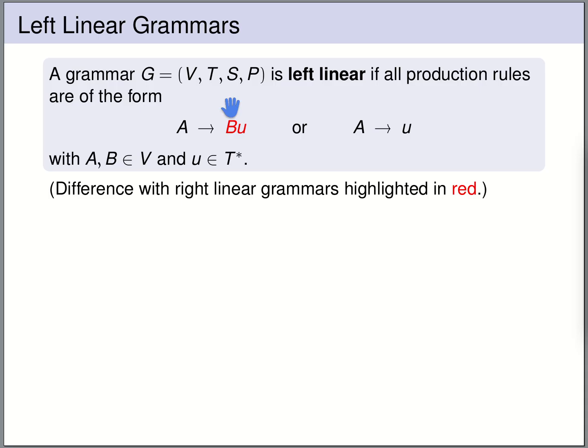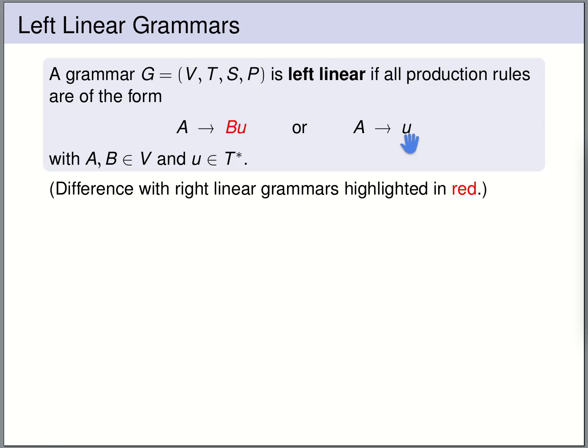So, in some sense, our right linear grammars are producing the words in the language from left to right, whereas the left linear grammars produce the words from right to left. So, a grammar is called left linear if all of its production rules are of one of these forms. That means the left-hand side again must be a single variable, and the right-hand side is a variable followed by a terminal word or just a terminal word.